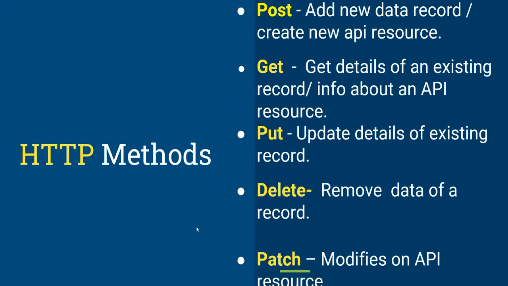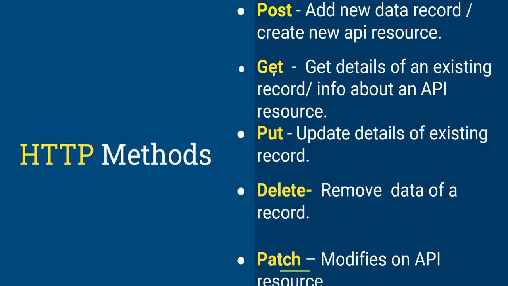Create means the post method in HTTP. So if you see any post method in HTTP, it means that you are going to add a new record, or you are creating a new API resource. In terms of API, you can remember creating a new API resource. Post means create. Just remember it in that simple way.